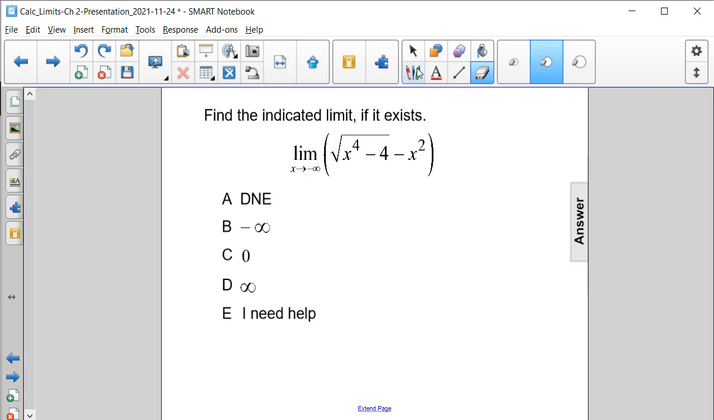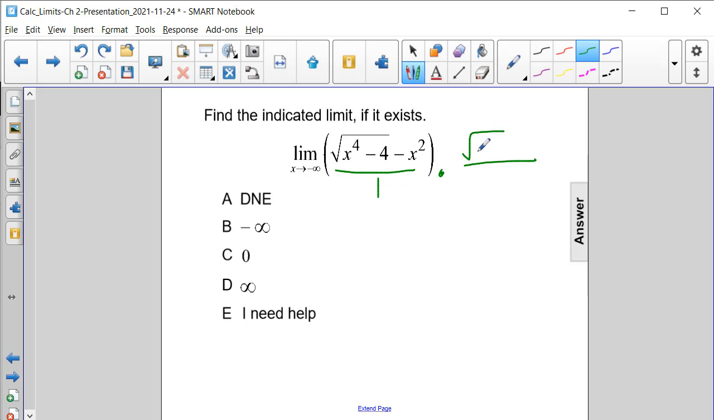So in order to be able to analyze this, or at least look at the function, let's start by multiplying both the numerator and denominator, which is 1, by the conjugate of this. So we have the square root of x to the fourth minus 4, and then plus x squared, and the same thing in the denominator, square root of x to the fourth minus 4, and then plus x squared.